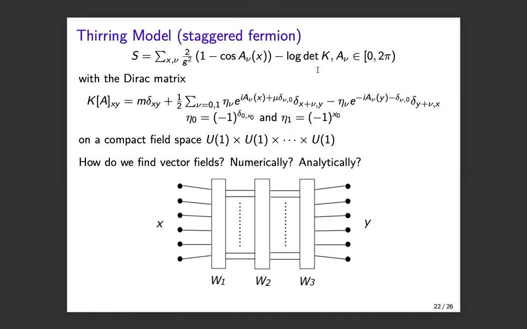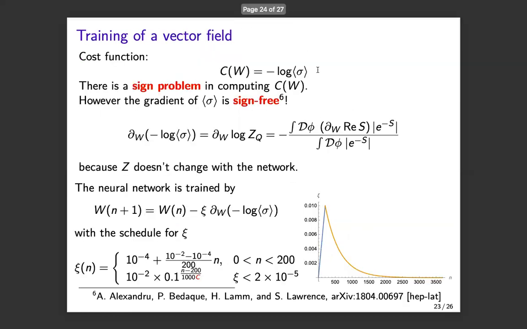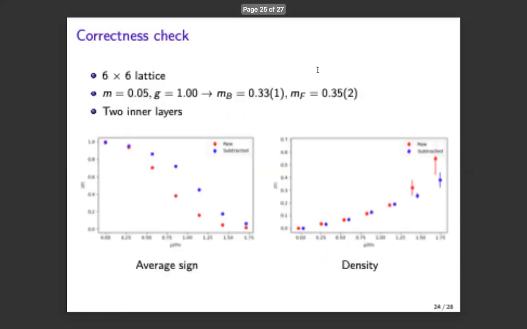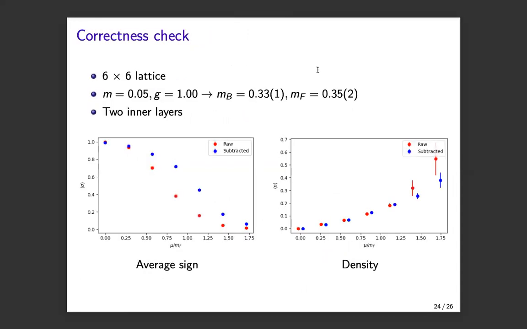And then again for the subtraction function, I want to find a vector field that gives a good subtraction function that reduces the sign problem. So we represented this vector field using a network right here. And because I'm out of time, I will just show you 2 plots, very preliminary results. We are trying to test this method on a fermionic system, the Thirring model at finite density. For example, a very small lattice, 6 by 6.